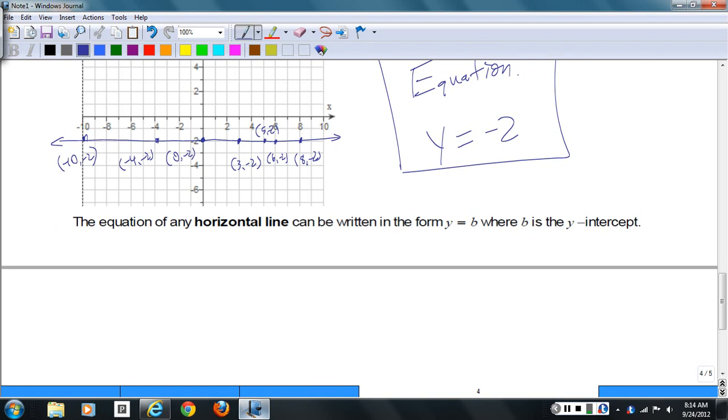There'll be situations where it says write an equation of the line. Well, if we have enough information to determine that it's a horizontal line, maybe it just comes out and says it's a horizontal line, then we know it's of the form y equals a constant, or can be written that way. We just need to find the y coordinate of any point on the line, and we'll have ourselves an equation.